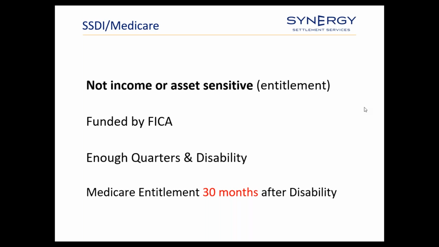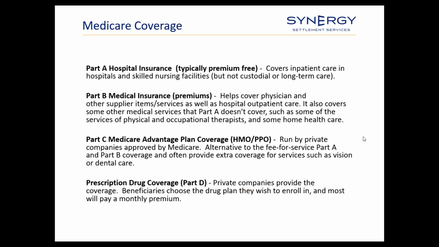SSD is an automatic qualifier for Medicare. It does take 24 months plus the 6-month waiting period to qualify for Medicare. So Medicare benefits actually start 30 months from the date of disability. And Medicare is much more like a typical healthcare program than Medicaid.